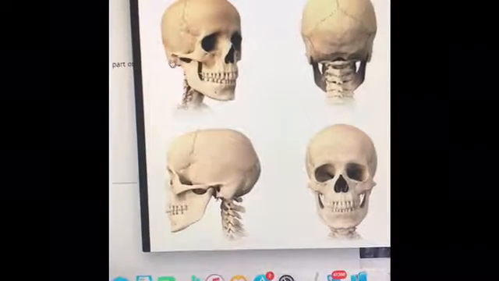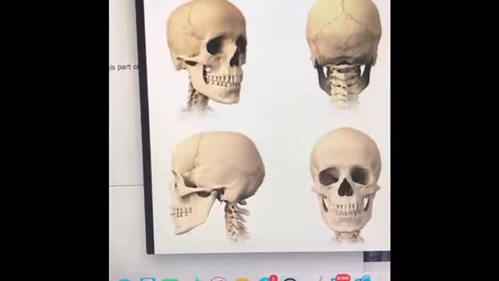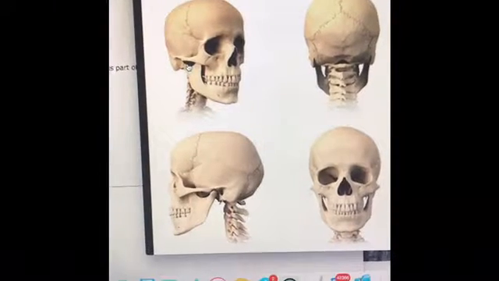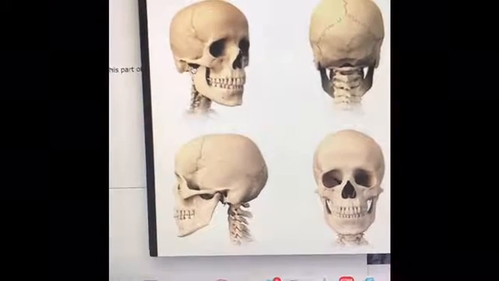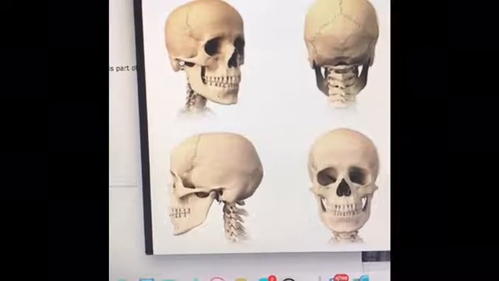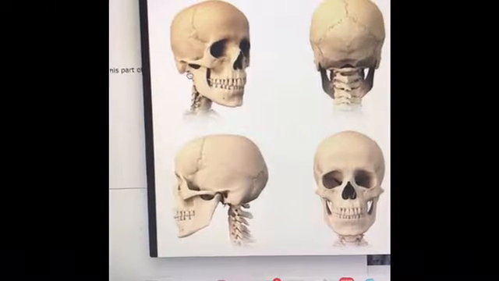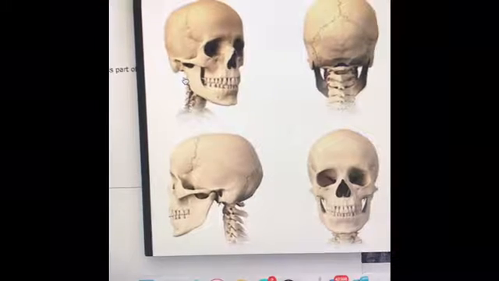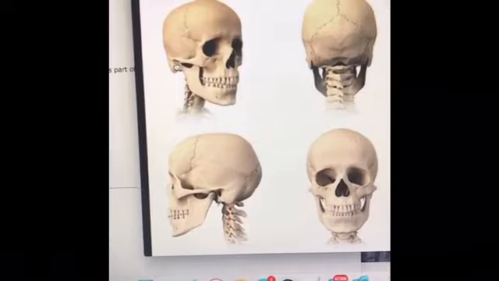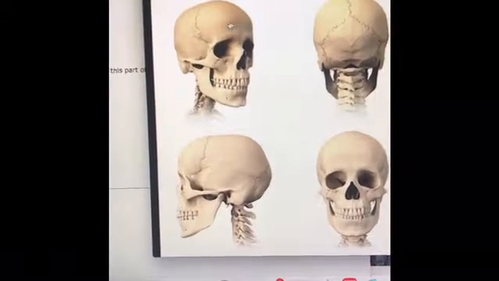The temporal bone, the temporomandibular joint is right in here. The mastoid process is right over here. The styloid process is right down here. The external acoustic meatus is over here. The squamous part is another name for the forehead.